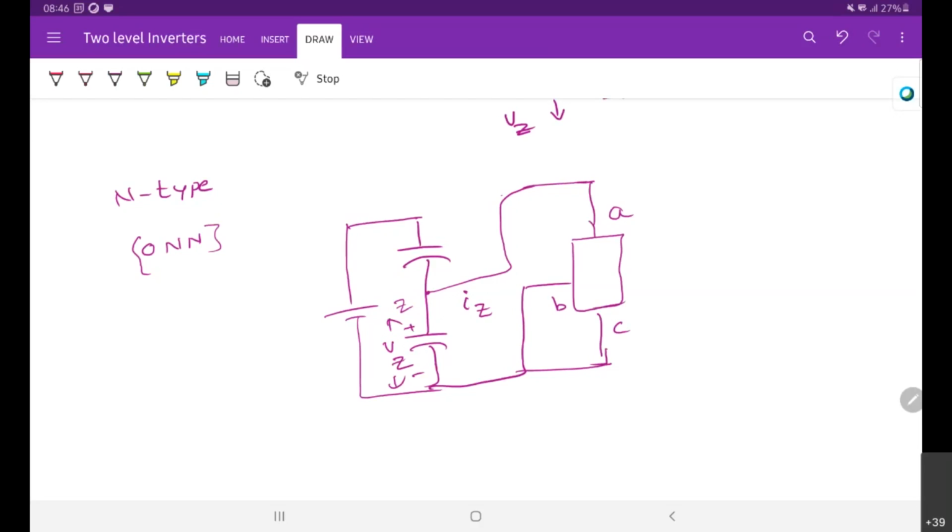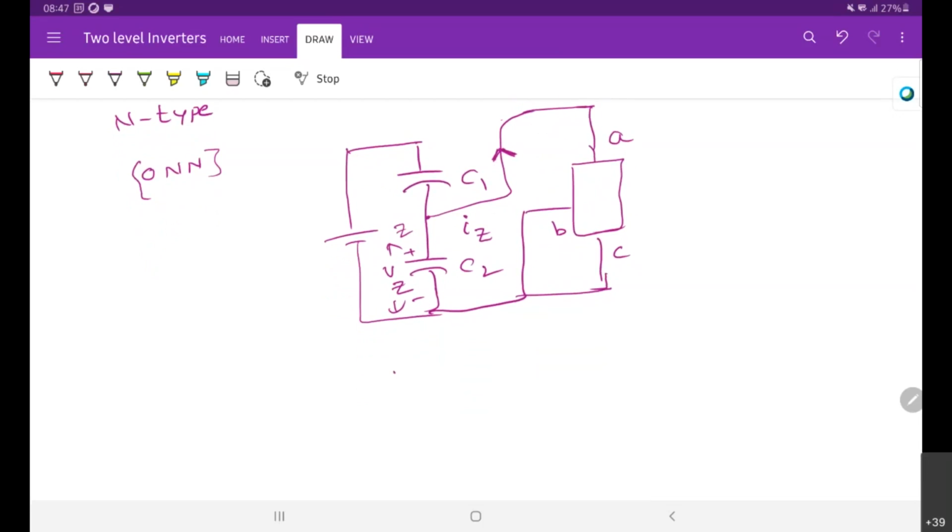Clear? So assume that the current is flowing in this direction. So now what will happen? This capacitor is connected to this load, right? The bottom capacitor C2 is connected to the load. So now what will happen? If it is a positive current, what is the state of this VZ?